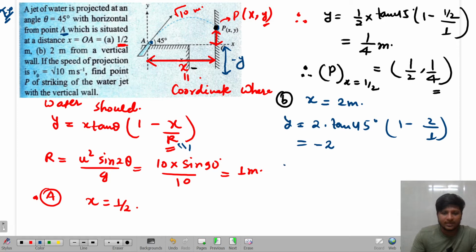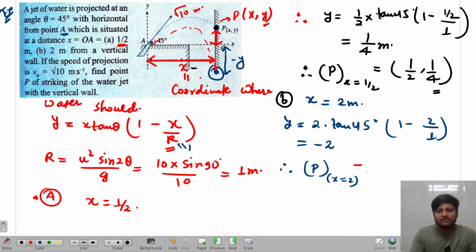So for that particular case, where the particle is hitting over here, right or not? Means the water is hitting over here. So for the point when x is equal to 2 meters, the water, instead of going over here, reaches its maximum height and comes to this point. So the coordinates are 2 comma minus 2 meter. So what is the particular range of the particle? It is equal to 2 comma minus 2. Right or not? Yes or no?